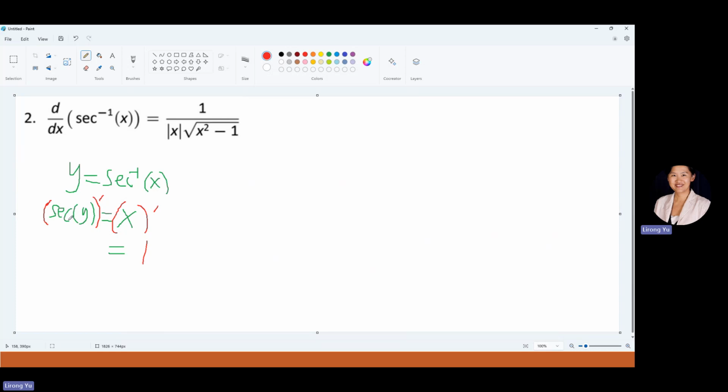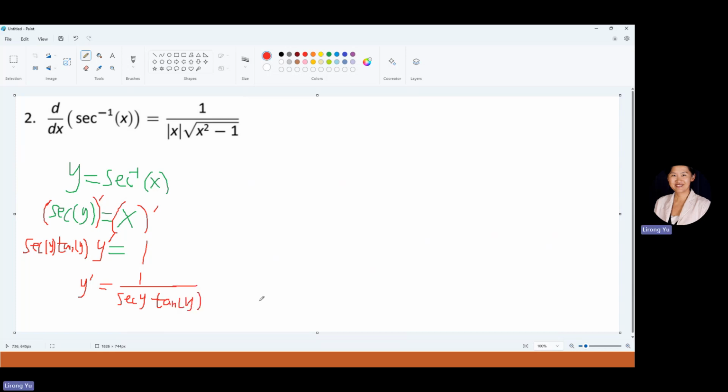The derivative of secant is secant times tangent, right? So the derivative of secant y is secant y times tangent y, and then times y prime. That's the reason we have a multiplication. So y prime is equal to 1 over secant of y times tangent of y.